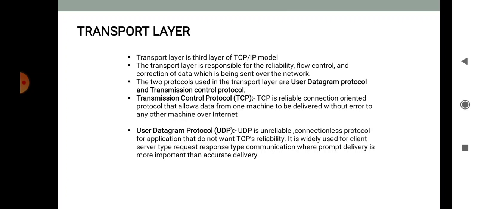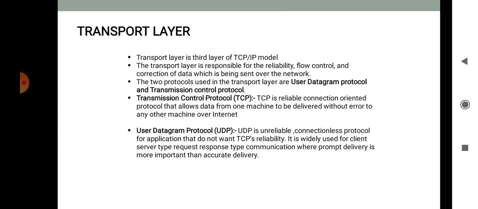Then second is UDP, that means User Datagram Protocol. UDP is unreliable and it is a connectionless protocol for applications that do not want TCP reliability, and it is widely used for client-server type request-response data communications where prompt delivery is more important than accurate delivery.